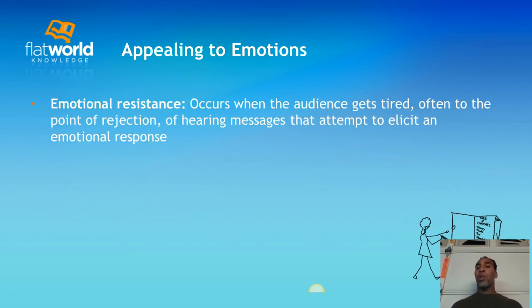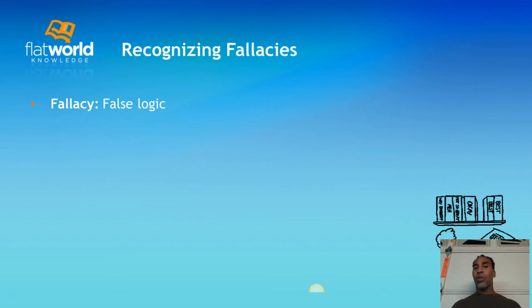Emotional resistance occurs when the audience gets tired, often to the point of rejection, of hearing messages that attempt to elicit an emotional response, right? So every time I come into the store, I see an ad and it's trying to pull on my emotional strings and get me to say, oh, let me donate some money to PETA because all these dogs are homeless, and they need help and they need money, right? So I'm putting up emotional resistance, because I have something to go do, but that's what they're pulling on. They're pulling on the emotion that you may feel from watching the commercial.